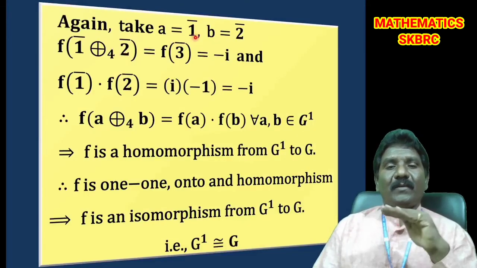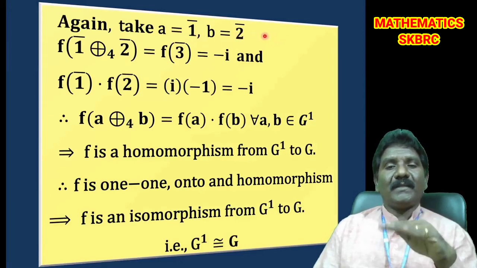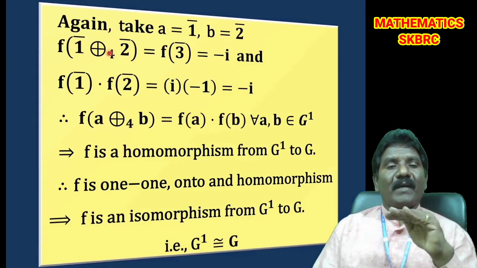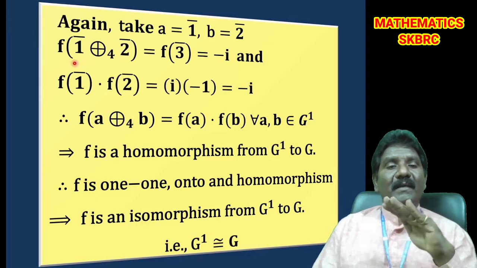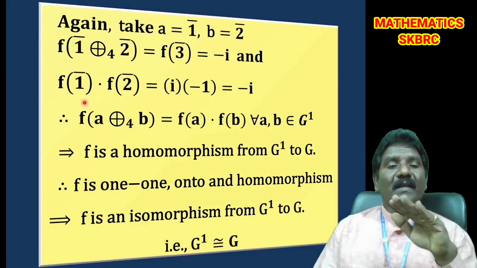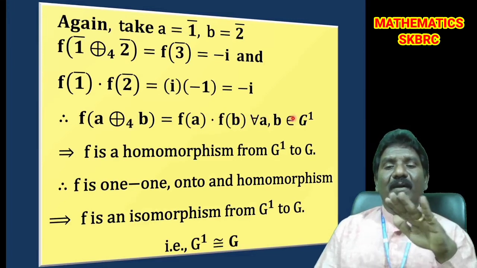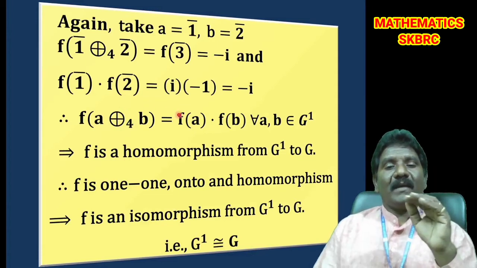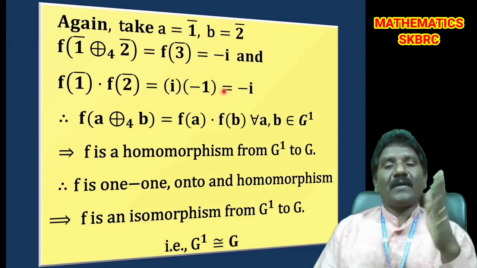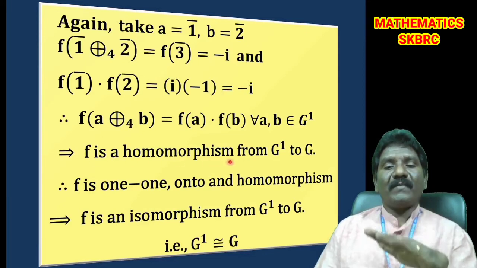Again, take a equal to 1 bar and b equal to 2 bar, two elements in the domain G dash. F of 1 bar plus 2 bar equals F of 3 bar. F of 3 bar equals -i, and F of 1 bar times F of 2 bar equals i times -1, that is equal to -i. Here F of 1 bar plus 2 bar equals F of 1 bar times F of 2 bar. In general, F of a plus b equals F of a dot F of b for all a, b belonging to G dash. The operation addition modulo 4 belongs to G dash, the domain, and the operation dot belongs to G, the codomain. Clearly, F is a homomorphism from G dash to G.